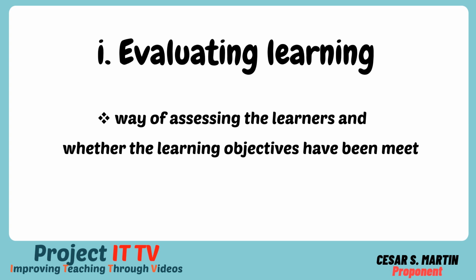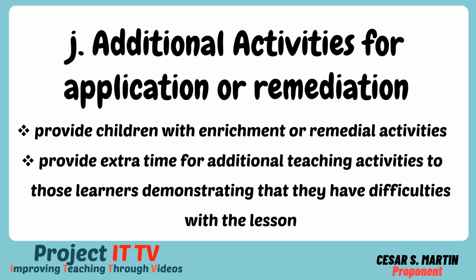Letter I, evaluating learning, is a way of assessing the learners and whether the learning objectives have been met. Evaluation should tap into the three types of objectives. For the last part, which is letter J, additional activities for application or remediation. This will be based on the formative assessments and will provide children with enrichment or remedial activities. The teacher should provide extra time for additional teaching activities to those learners demonstrating that they have difficulties with the lesson.